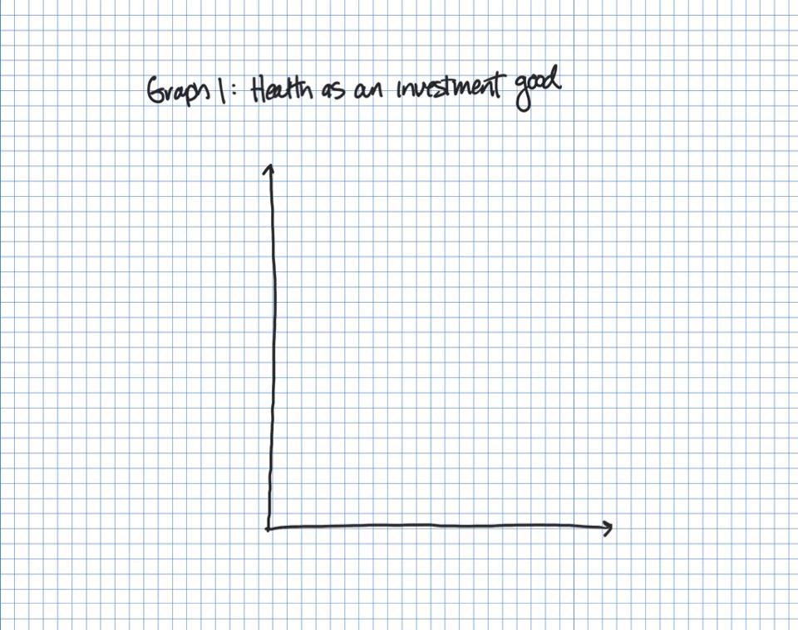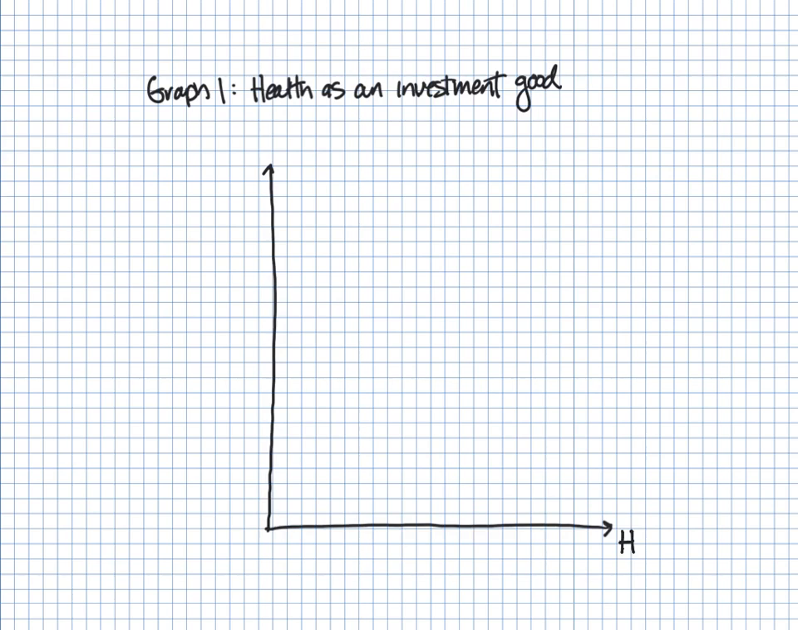Okay, with those preliminaries out of the way, let's talk about the first graph. The graph that I want to go through first is the one showing health as an investment good. We can also think of this as the MEC graph. Okay, so on the x-axis, what we're going to do is measure the quantity of health capital that we have, H. Okay, so the further we move to the right along the x-axis, the more health capital we have.